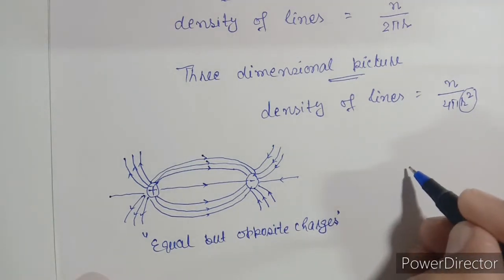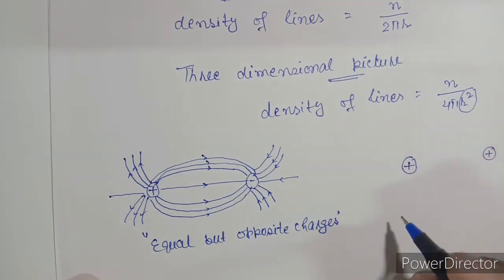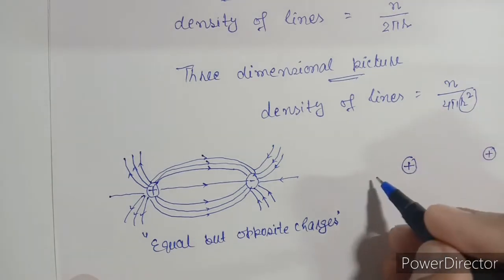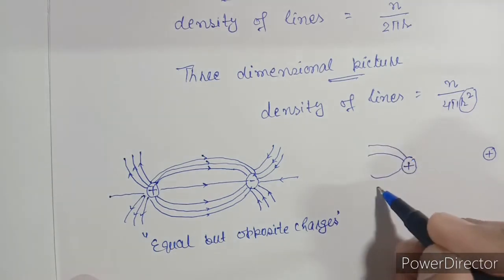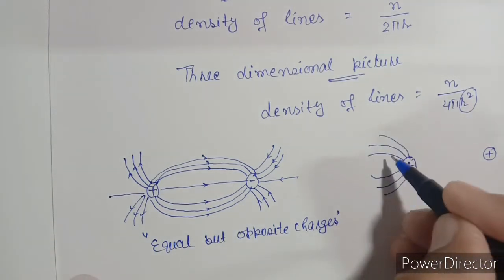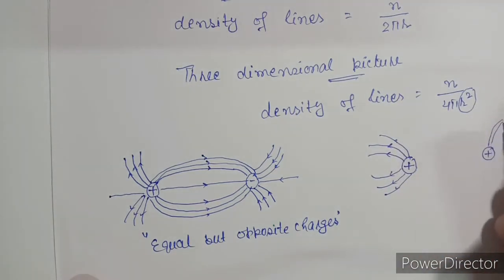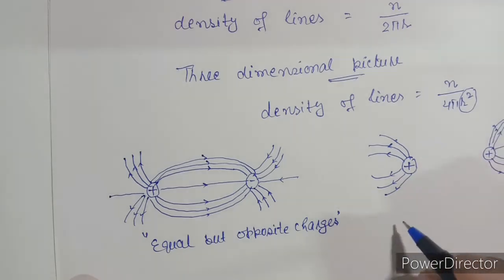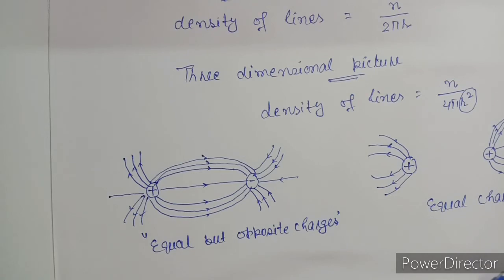Now here, if we have equal charges, that is the same charges with the same magnitude, then the direction of the field lines are like this, similarly on this side. So this is the case when we have equal charges. Okay.